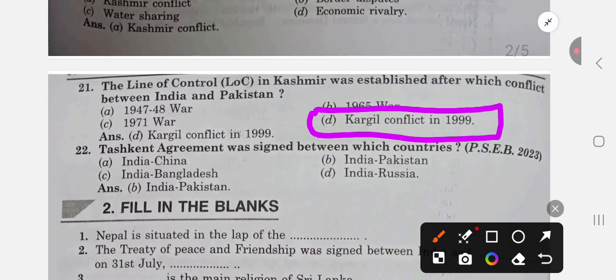There is confusion between A and D. Kindly check this answer and comment in the comment section. The Tashkent Agreement was signed between which countries? It was signed between India and Pakistan after the war.